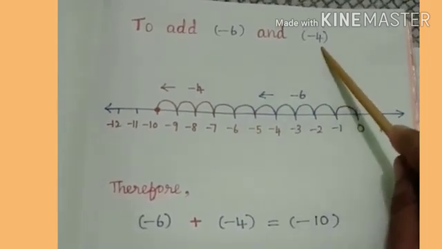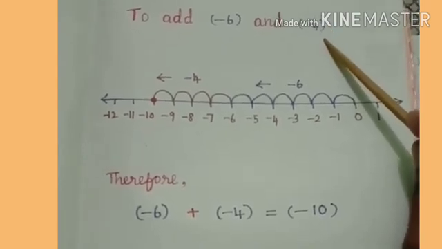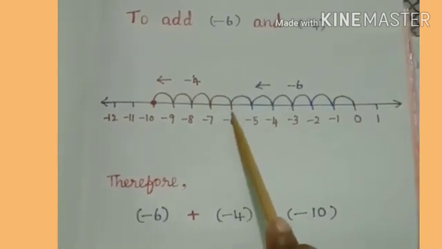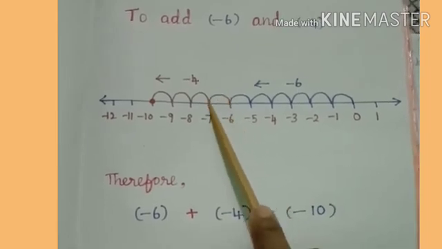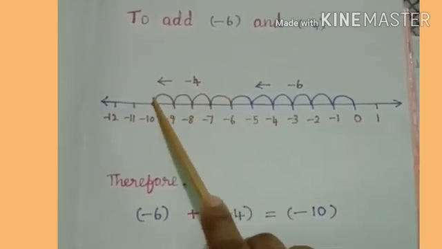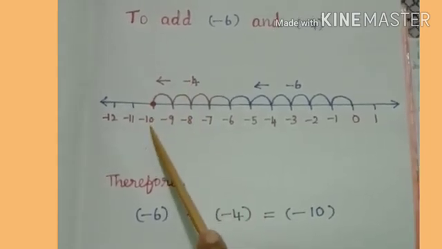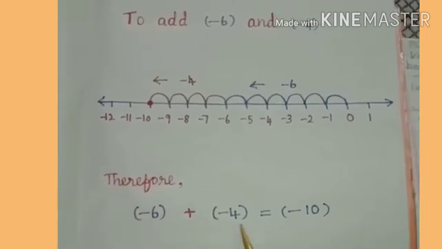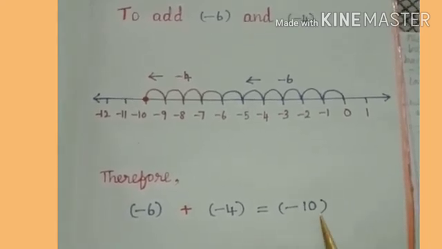Here the second operand is minus 4, which is also a negative integer. So again we have to move 4 steps backward from minus 6. That is 1, 2, 3, 4 to represent minus 4. Now we land at minus 10. Therefore, minus 6 plus minus 4, the addition of two negative integers, gives minus 10.